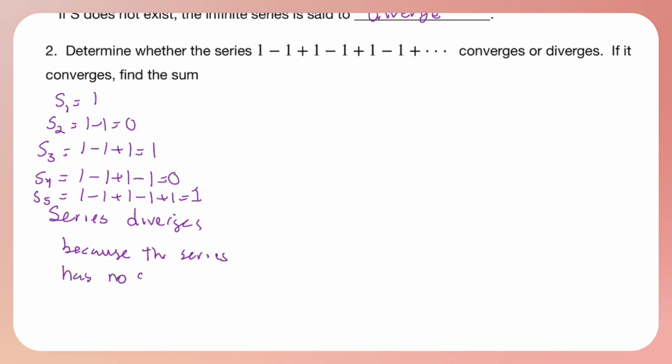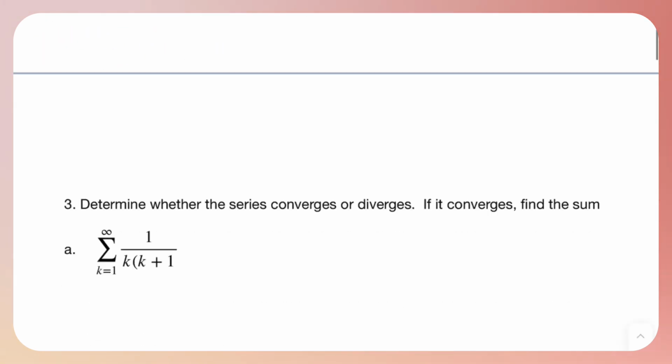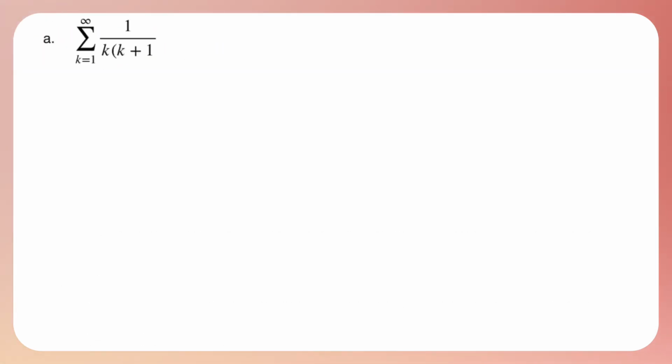Okay, we're going to do the same thing. We're going to determine whether a series converges or diverges. If it converges, we're going to find the sum. But I'm going to show you another way of doing it. This is a more common method of doing it than what we just did in example 1. Okay, so we have this series k equals 1 to infinity of 1 over k times k plus 1.